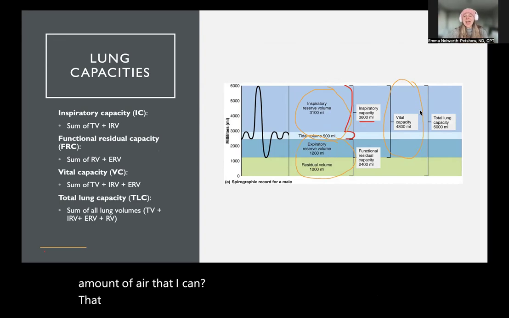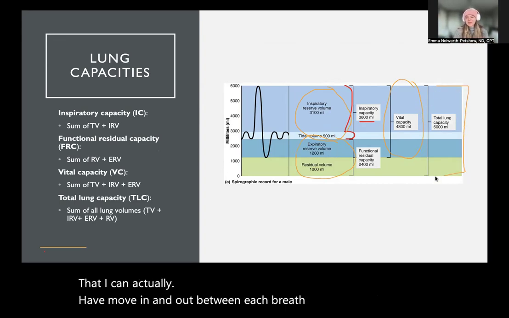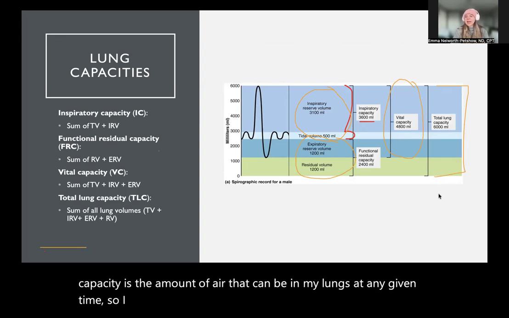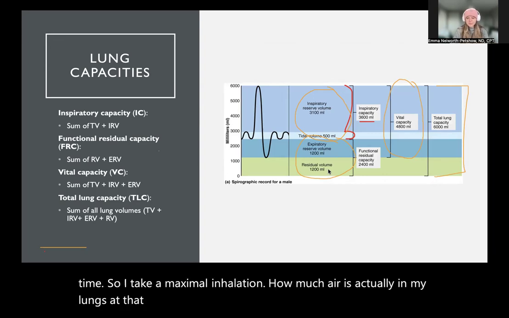that I can actually move in and out between each breath, versus total lung capacity, which is the amount of air that can be in my lungs at any given time. So if I take a maximal inhalation, how much air is actually in my lungs at that time, including the residual volume?